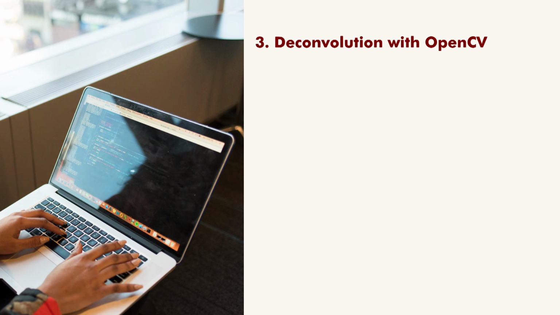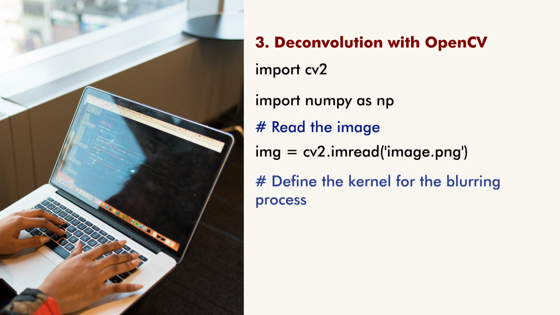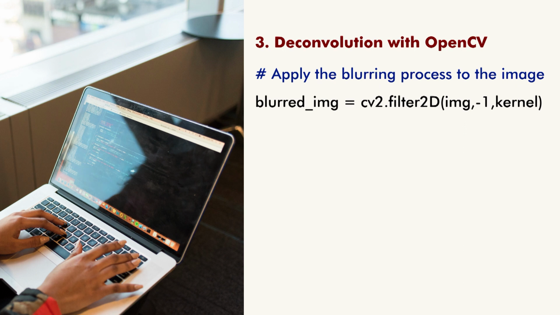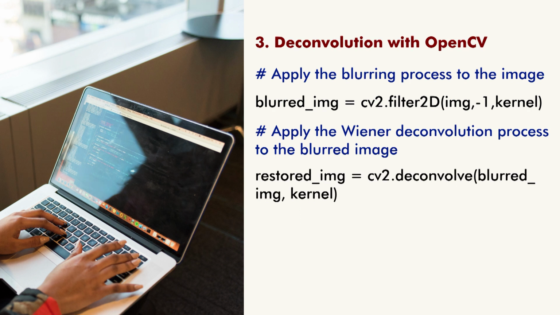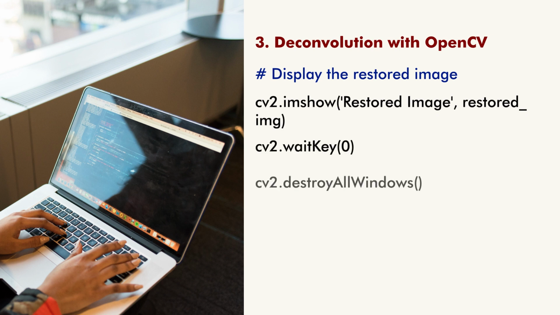Then the third one is deconvolution with OpenCV. Again we have to import the libraries and packages. Here we import cv2 and NumPy as np. Then read the image with imread in the specified format of image, like PNG, we are using image.png. Then define the kernel for the blurring process and apply the blurring process to the image with some functions. Then apply the Wiener deconvolution process to the blurred image, display the restored image and compare that restored image with the original image by the imshow function.